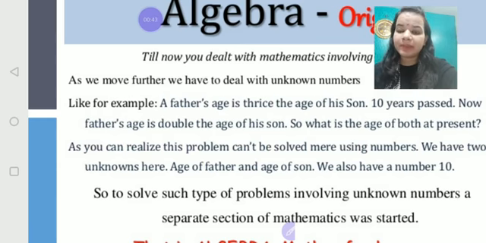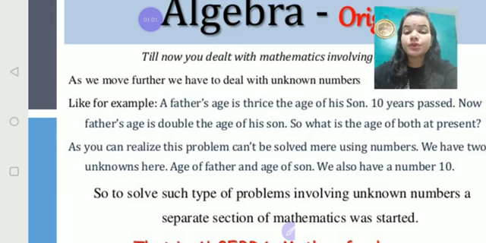Like for example, a father's age is thrice the age of his son. 10 years passed, now father's age is double the age of his son. So what is the age of both at present? If you get such type of problems to solve, then how will you solve it?